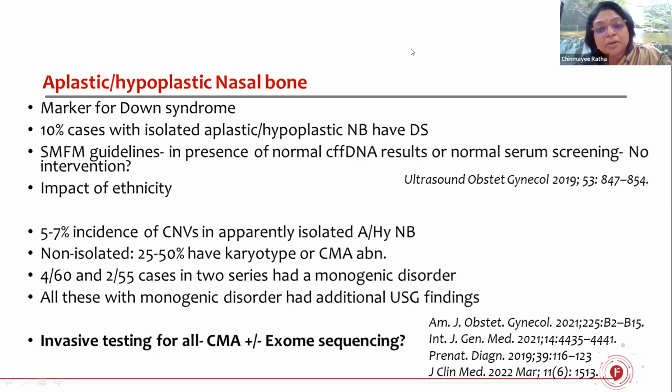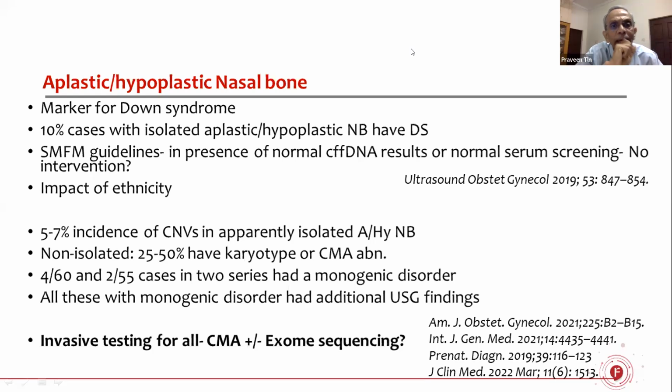Now, if resources permit, do everything at the same time. If they don't, then we do it in a sequential manner, because the most common thing we are expecting is a major aneuploidy, so QF-PCR. Then we are expecting copy number variants, so we do microarray. And if that is also normal, then at least offer the whole exome sequencing.